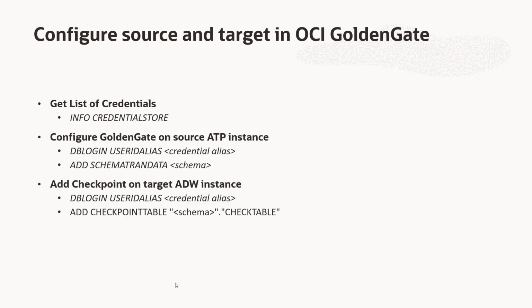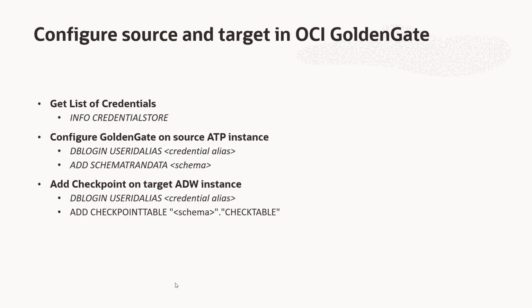And then once we're connected, we're going to use add schematrandata with the schema name, which is going to be SRC_OCI_GGLL. And the sample data is part of the blogs that I've previously done, and this is something we use in our live labs or demo environments, basically, or sandbox environments. And schematrandata is going to enable the supplemental logging on the database and allow GoldenGate to capture the change data. Then on the target side, we're going to do pretty much the same.